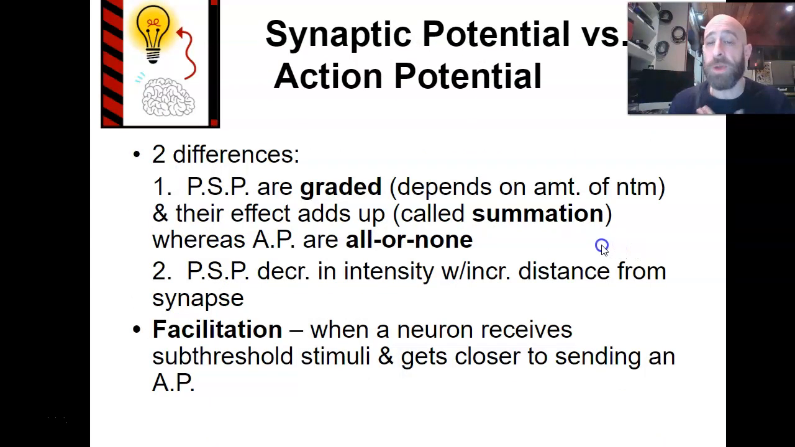So let's finish up here with a little bit more terminology, and then we'll be done for this lecture. So what are the big differences between action potentials and synaptic potentials? Well, synaptic potentials are graded, which means that the amount of neurotransmitter has an impact. So if there's more excitatory, it's going to have a bigger impact than if there's less excitatory. That's called summation, whereas action potentials are all or none. If you hit negative 55, it happens. If you don't hit negative 55, it doesn't happen. There's no in between. There's no gray area there.